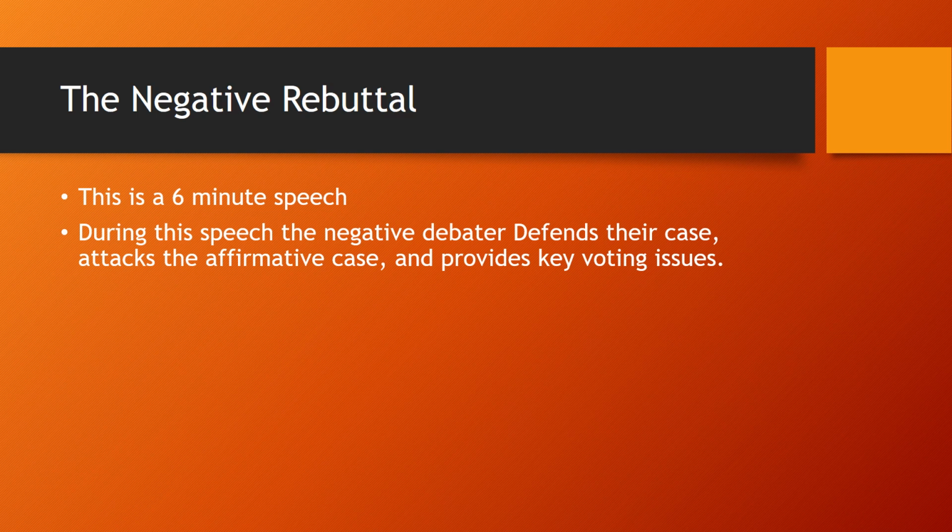And when you give key voting issues, the best thing to do is to imagine you're a judge and you're filling out your reason for decision. What you want to do is give the judge things they could put on the reason for decision. So if you were judging the round, what would you write down as the reason for decision? And those are the things that your key voting issues should be, the reasons why you've won the round. It's commonly referred to as the NR or the 2NR.